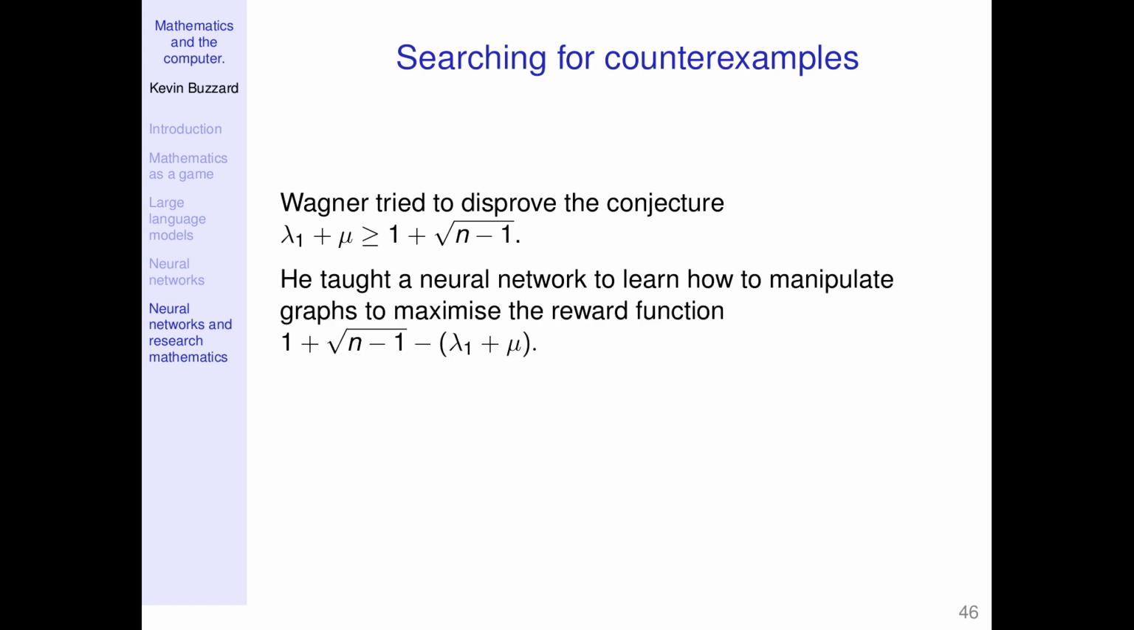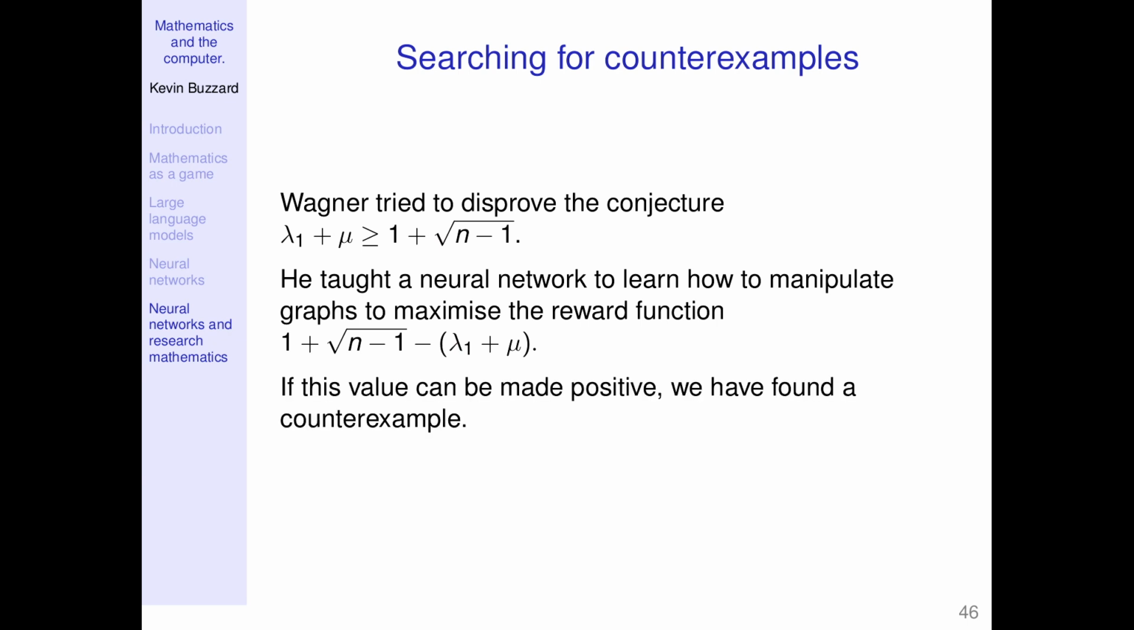Here's a question in graph theory. This guy, Adam Wagner, wanted to experiment with this. He didn't use deep learning. He used reinforcement learning. He's got a system where you know what the function is already. These are invariants of a graph, and the question is whether this inequality is always true. And now the idea is you get the neural network to start guessing the graph.